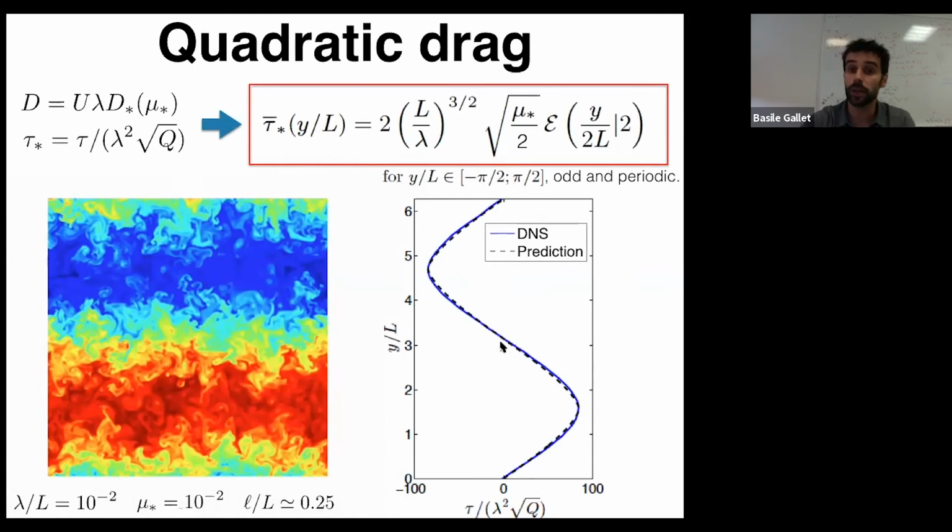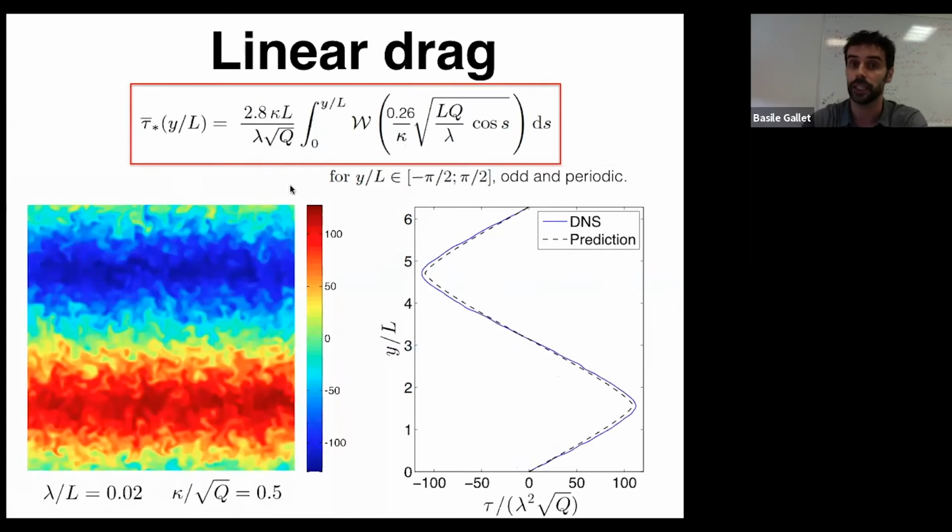And again, once you've chosen the two fitting constants to match the data of the homogeneous model, then you have no free parameters here. You can play the same game for linear bottom drag. The solution is a bit more involved.